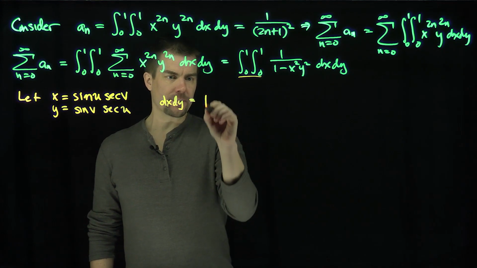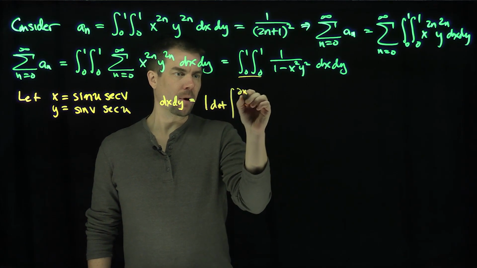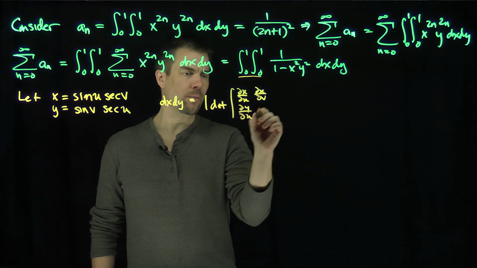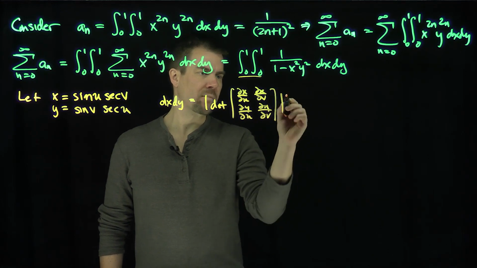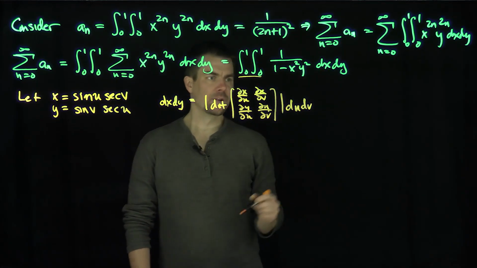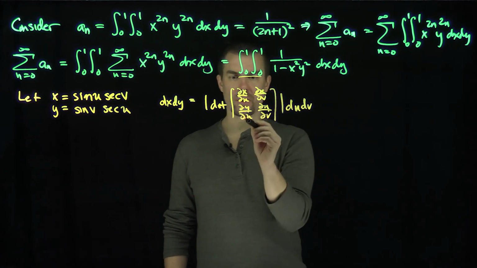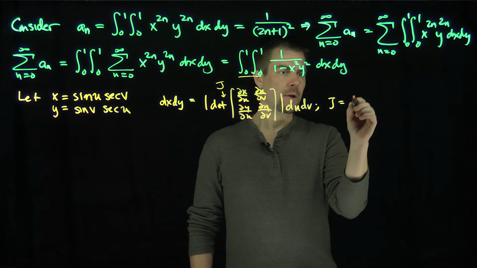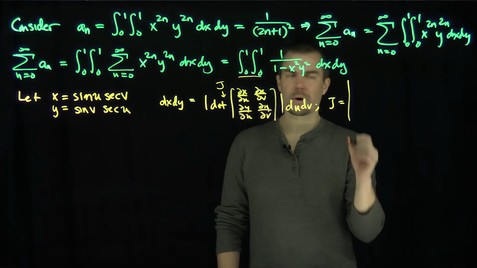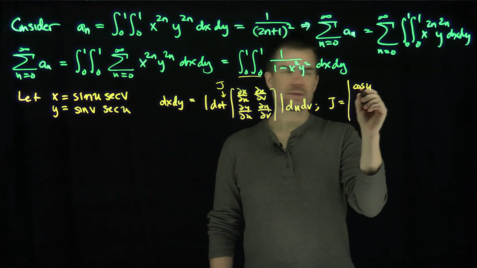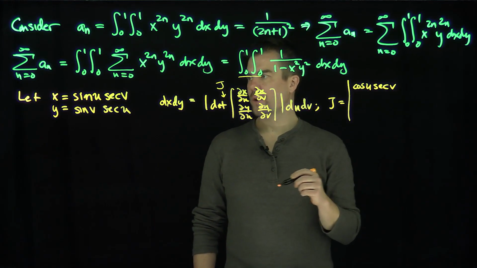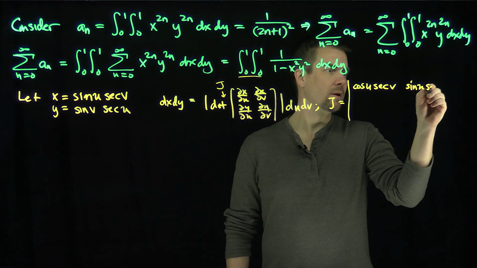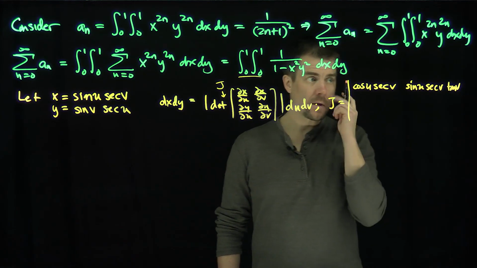So dx dy is the absolute value of the determinant of partial x partial u, partial x partial v, partial y partial u, partial y partial v, du dv. Let's check out what this determinant is. What is this Jacobian? We call this thing our Jacobian J. So what is J? J is going to be the determinant. What's partial x partial u? That's cosine u times secant v. And then what's the v derivative of x? It's going to be sine u, secant v, tangent v.